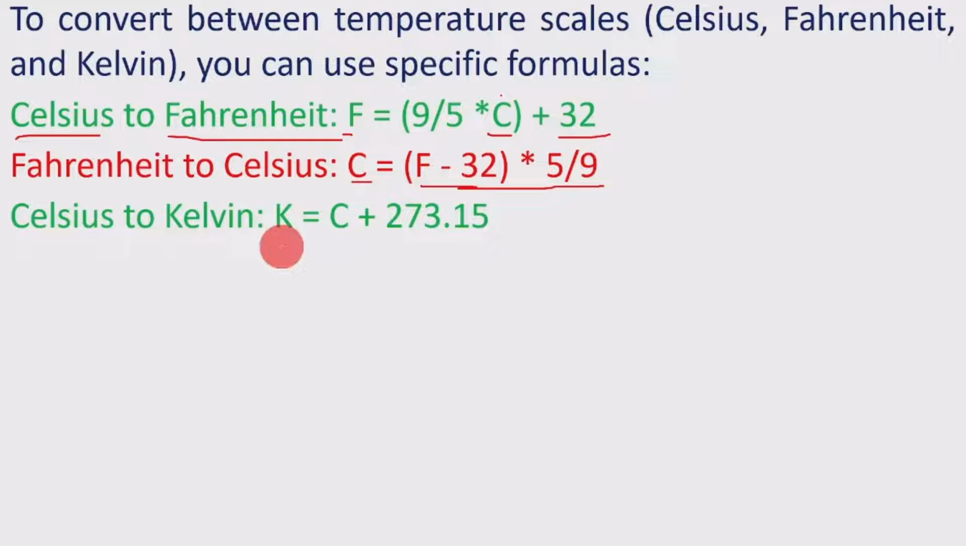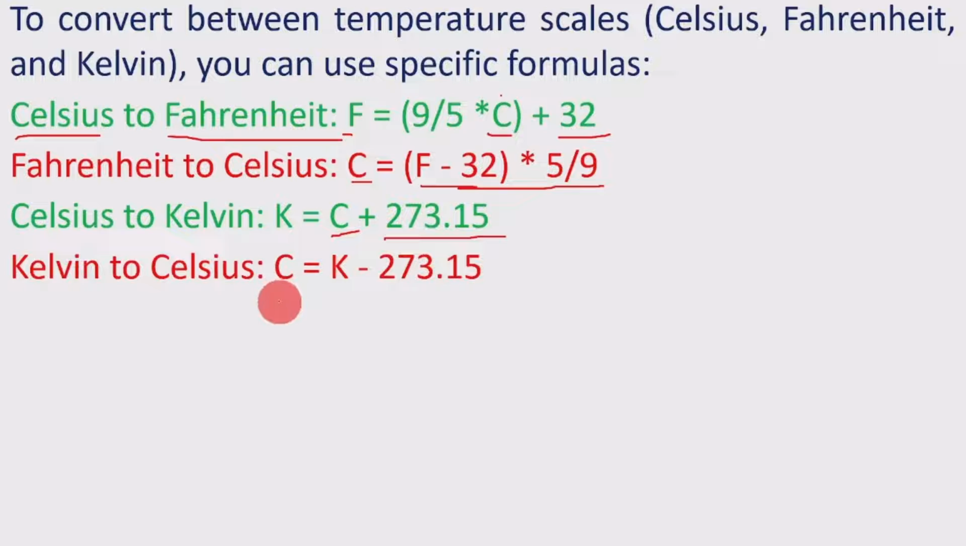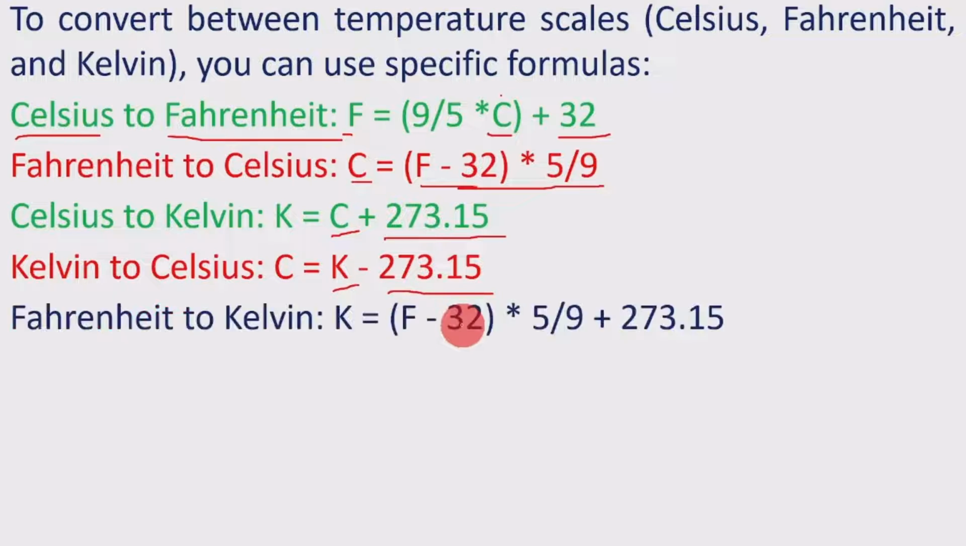Celsius to Kelvin: there is a direct relation, as already discussed. If we add 273.15 to the Celsius temperature, we directly get the temperature in Kelvin. Then Kelvin to Celsius: K minus 273.15. Then Fahrenheit to Kelvin.